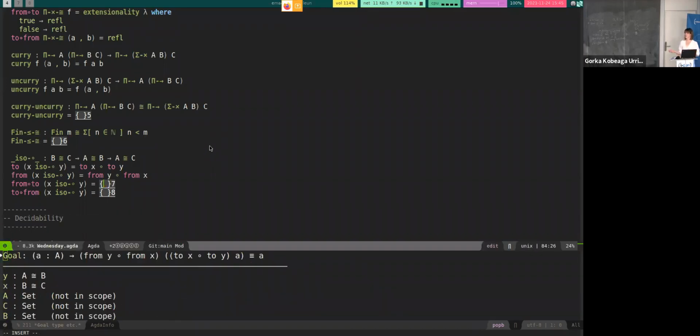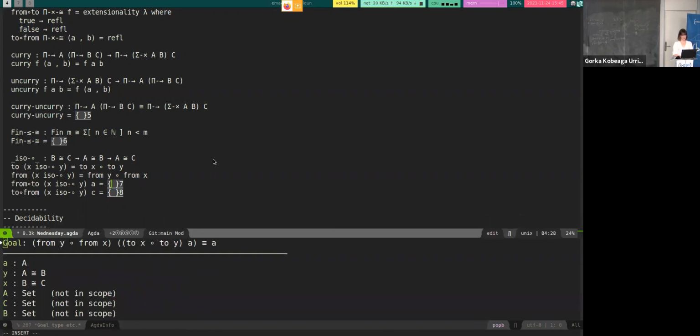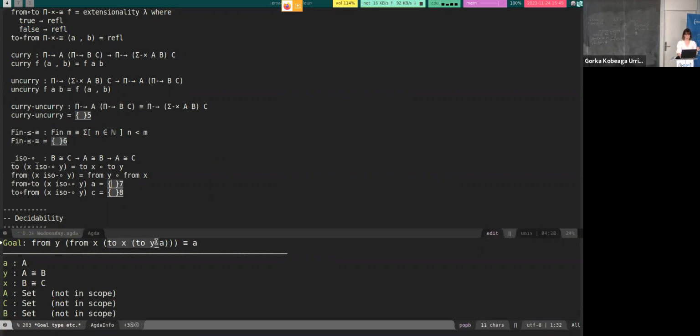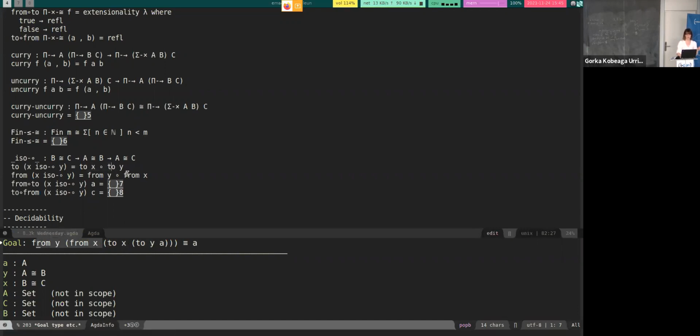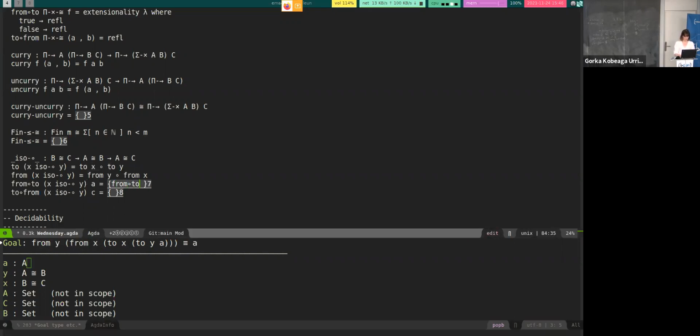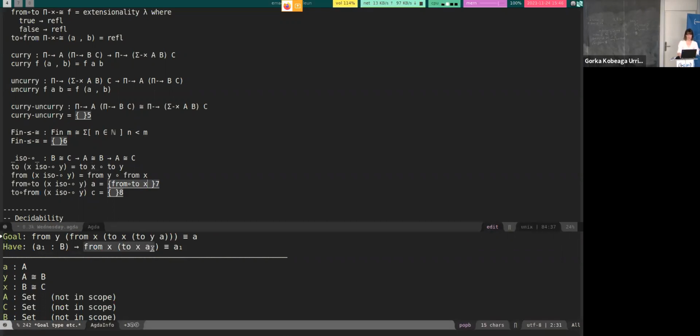And we need to also compose the proofs. So here I accept A as an argument. And you see that this is what we need to prove. Because we compose the proof, we need to prove that going from A to C, which we do by doing to y and then to x, and then going from C back to A, which we do doing from x and from y, is the same as just A. And we have a proof in to of x, a proof that this can be eliminated into just the argument. And so we can use that.